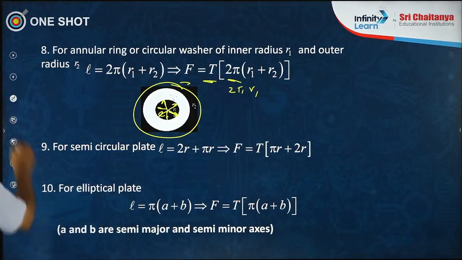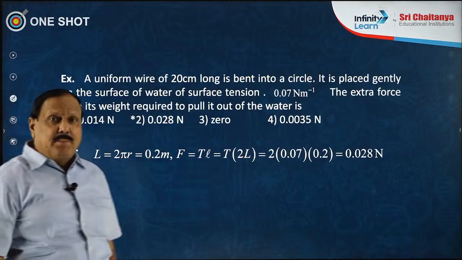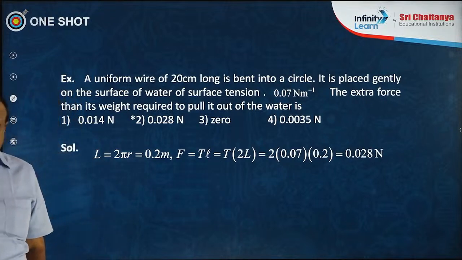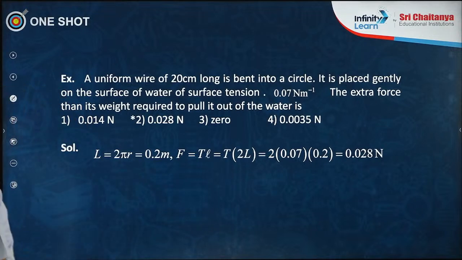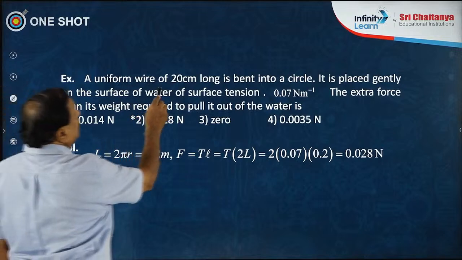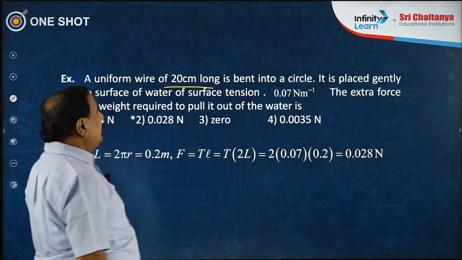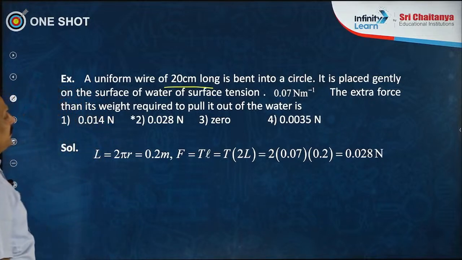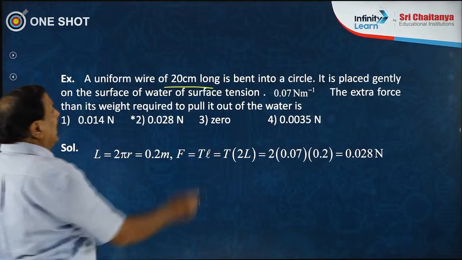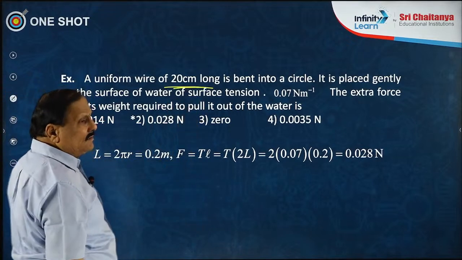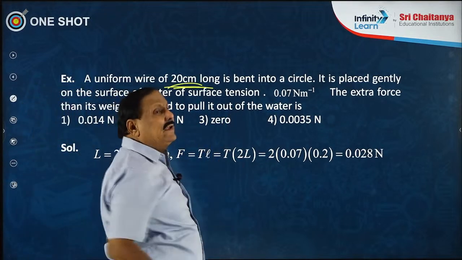Like that, there are different cases, so please practice the formulae depending on the shape of the object which is floating on the liquid. For example, in this example, a uniform wire of 20 centimeter length is bent into a circle. So, whatever it is, the length of the wire, or circumference of the circle, is 20 centimeter, because it is bent into a circle, like a ring.